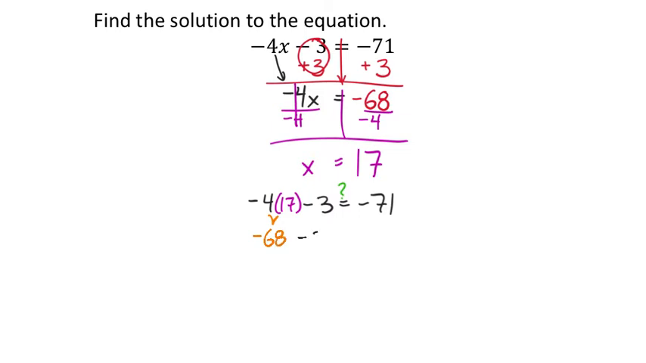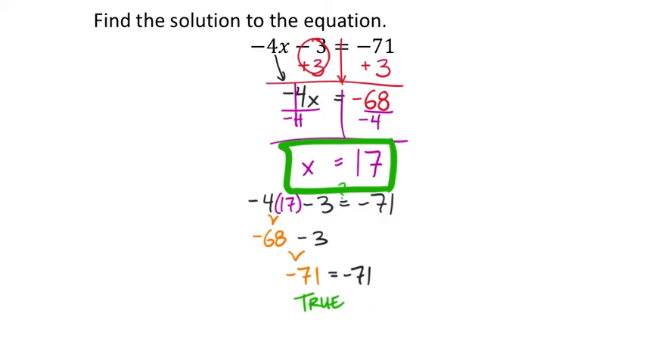Okay, now I will subtract the 3, and -68 minus 3 is -71, just like we expected from the beginning, okay? This is a true statement, which means that I can box in my answer, x equals 17. Yeah, that's the solution.